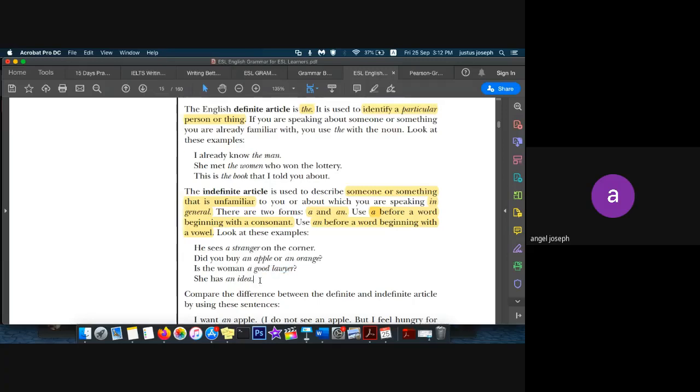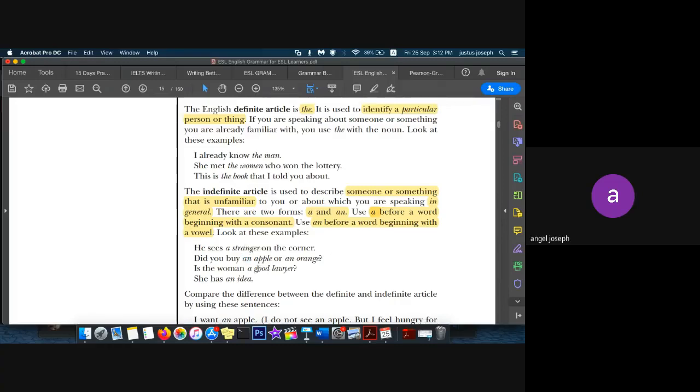Okay. Last sentence, she has an idea. Now, you would be wondering, I think this most of us know, where are you supposed to use an in front of? Vowels. Okay. In front of vowels. So if you have apple, apple starts with A. A is a vowel. So you will use an.